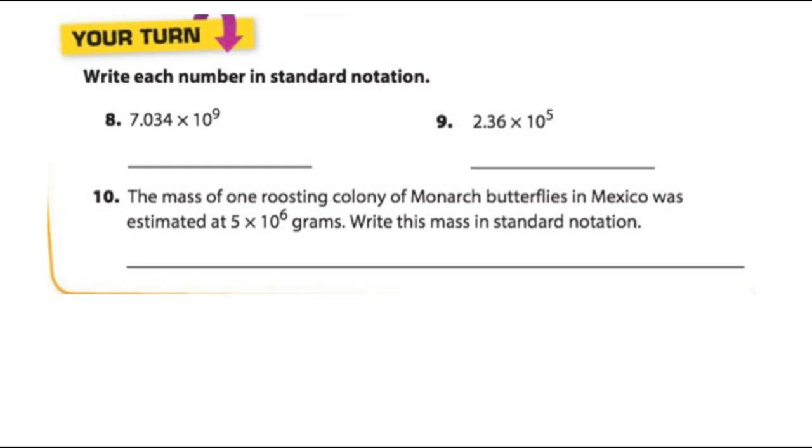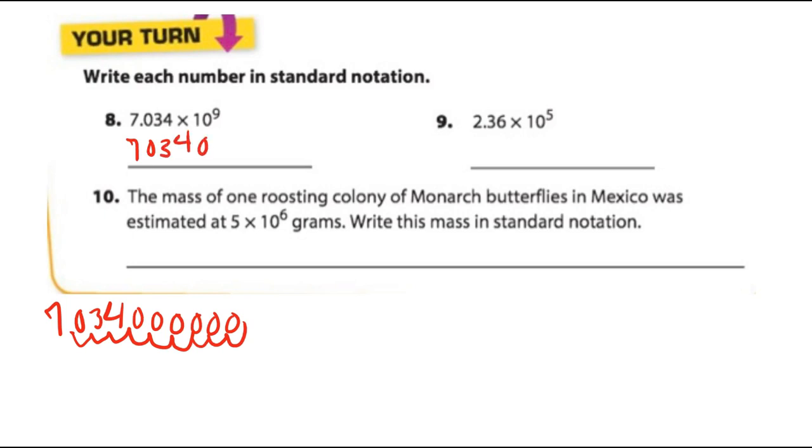Okay, so let's take a look at the your turn section. Our first number is 7.034 times 10 to the 9th. That means I move it 1, 2, 3, 4, 5, 6, 7, 8, 9. I fill in my missing 6 places with zeros, and then I rewrite my number 7.034, 1, 2, 3, 4, 5, 6. Put my commas at every 3 numbers. 7,034,000,000 is my number. Okay, number 9.